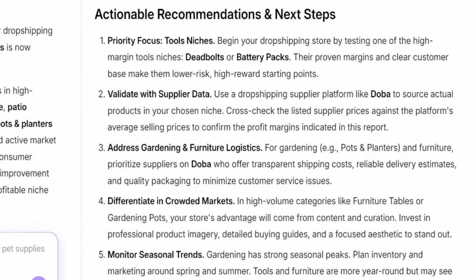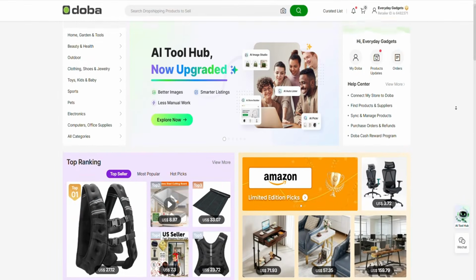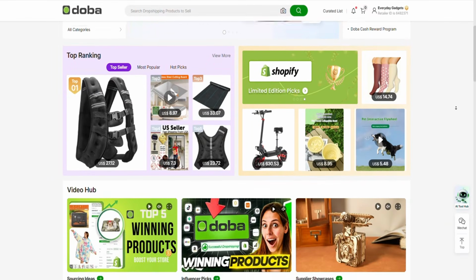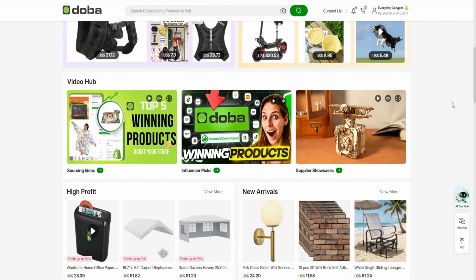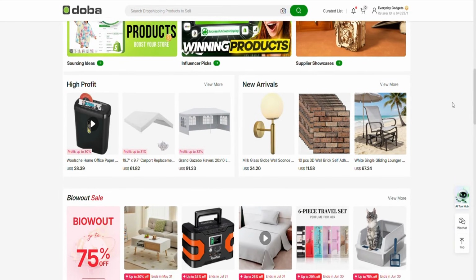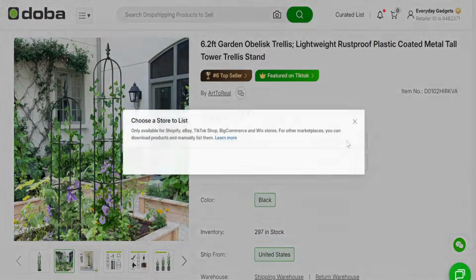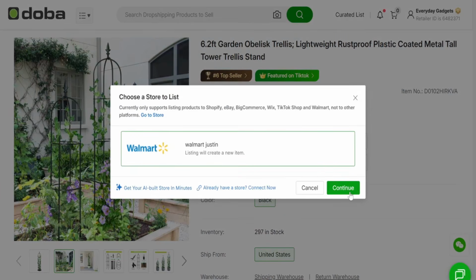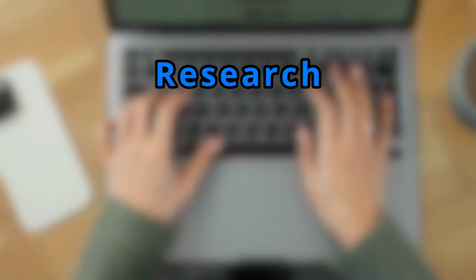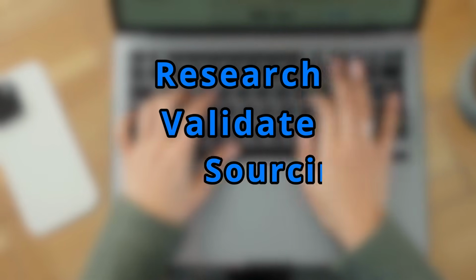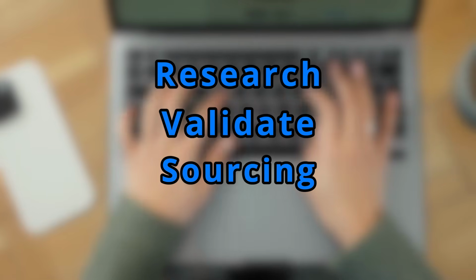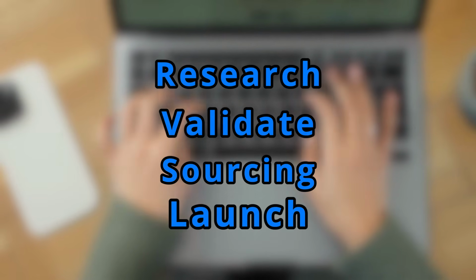That's what makes Market Scout useful. It does not just give you data. It helps turn that data into a clearer action plan. Once you have a data-backed product direction, you can continue the process inside Doba. Through Doba's integrated ecosystem, you can connect with vetted suppliers, review product options, and sync selected products to your store more efficiently. So the workflow becomes much smoother. Research the market, validate the opportunity, find suitable products, connect with suppliers, and move faster from idea to launch.